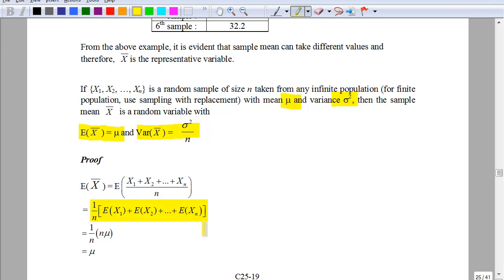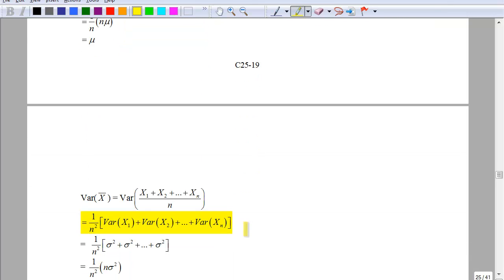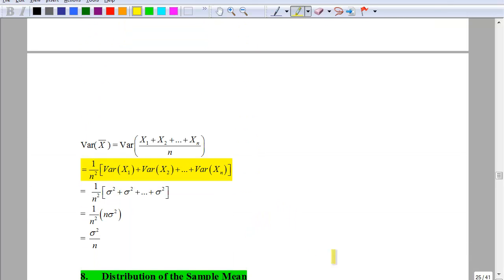The proof of the expectation of x bar is similar to how we found the unbiased estimate of the population mean. The proof is similar to what you see here. For the variance of x bar, we can implement the same kind of idea, but in this case, the variance of x bar consists of the variance of x1 plus x2 all the way until xn, divided by n.